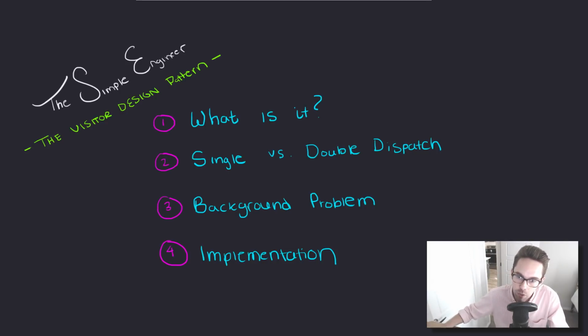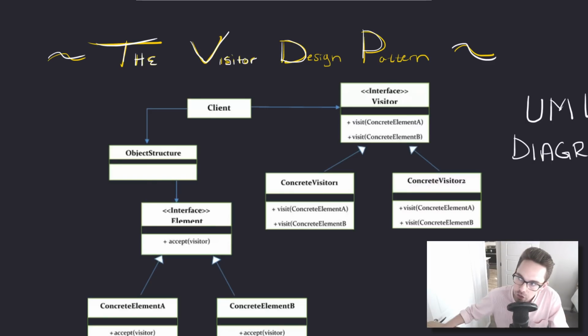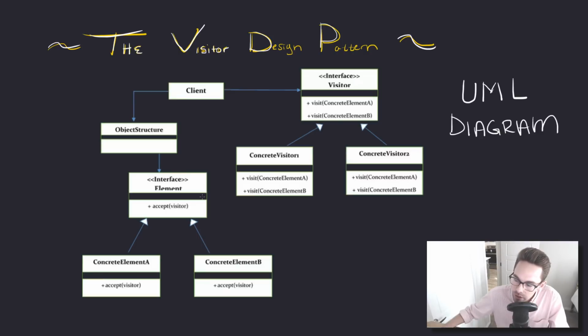To better understand what it looks like from a hierarchical point of view, let's look at a UML diagram. In the example that we gave, this would be essentially equivalent to the animal interface here. Let's say that this is an animal interface, and concrete element A would be something like a dog, and concrete element B would be something like a cat. And we could have n of these, right? This could go on forever.